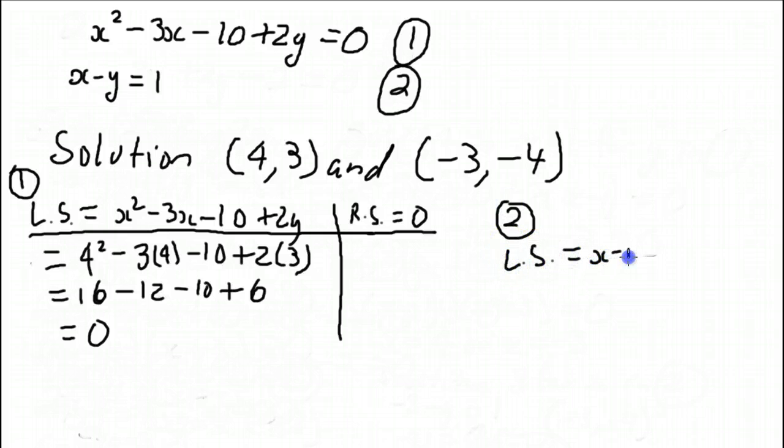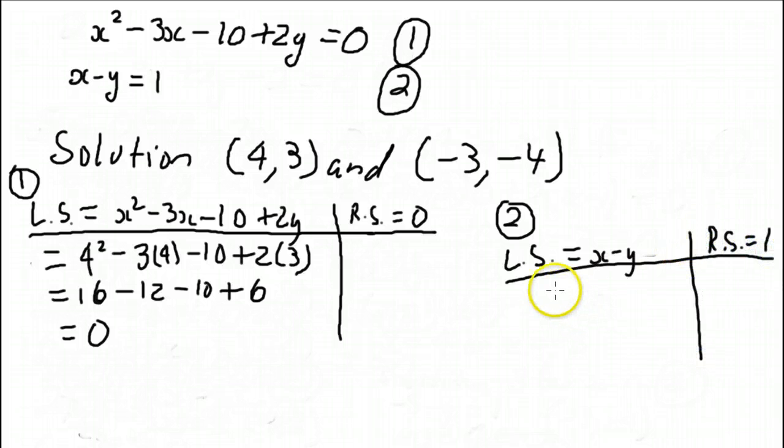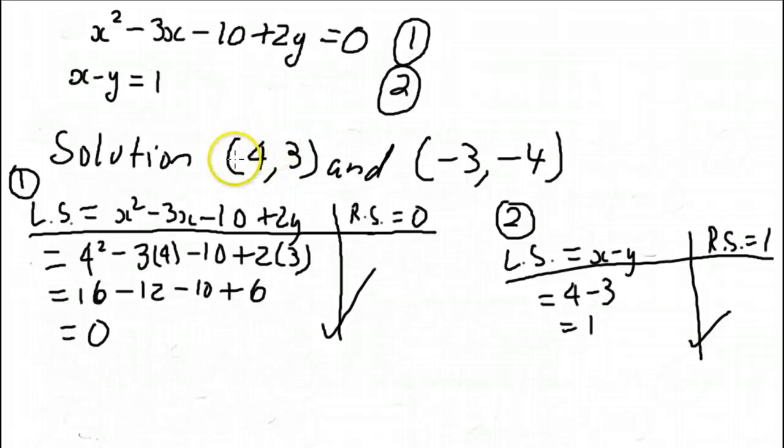The left side is x minus y. This is a T-table, right, since it looks like the letter T. And x, so this is 4 minus 3, which is 1. So this is true. This point (4, 3) is a solution to both equations, right? Since it makes both of them true, it's on both and therefore is a point of intersection.